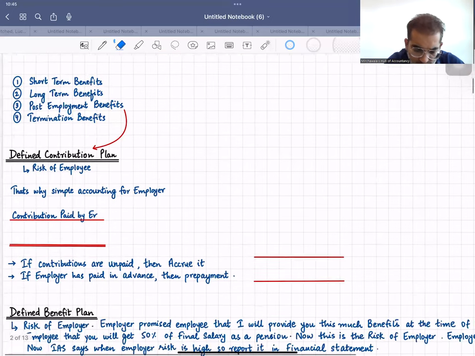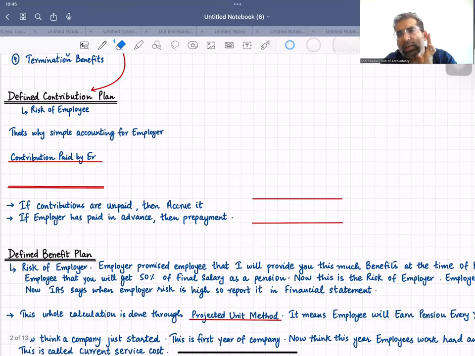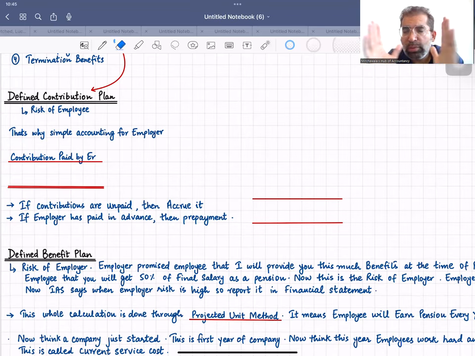Now, first of all, the standard has divided the pension plan into two categories. The first one is defined contribution plan, and the second one is defined benefit plan. Now, what is the difference between defined contribution plan and defined benefit plan? Before we move on, listen to me very carefully. First, keep in mind that we are in the employer's books. We are doing accounting for the employer, the limited company.